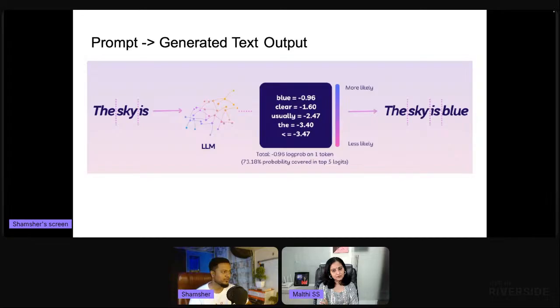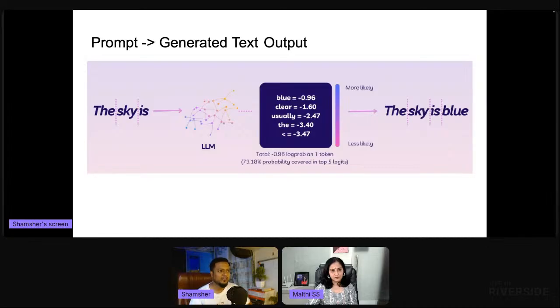So for example, if you're just saying "the sky is" and then you press enter, it will try and predict the next word for it. And this comes from its prediction engine, which is the LLM, which is trained on huge amounts of data sets, right? So the answer can be "the sky is blue," "the sky is clear," "the sky is usually something else," "the sky is the," or something like that, right?